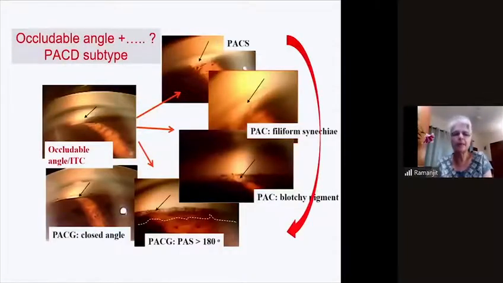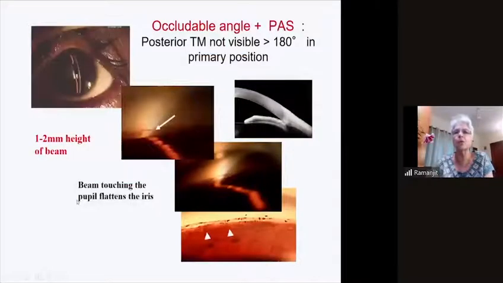In primary angle closure disease, we've just been through the subtypes. What are we likely to see? An absolutely normal trabecular meshwork in suspects, some filiform synechiae, blotchy pigments, or evidence of synechiae in patients as we progress towards the spectrum of primary angle closure glaucoma.